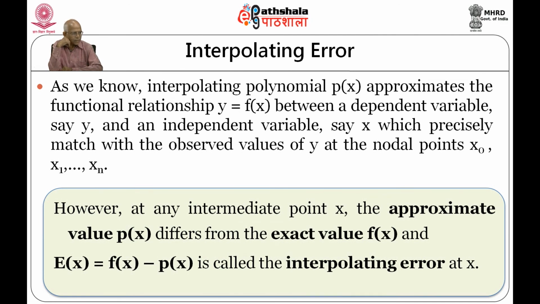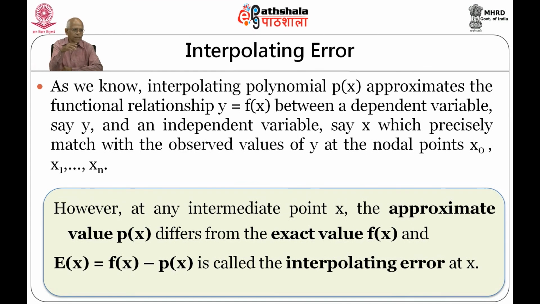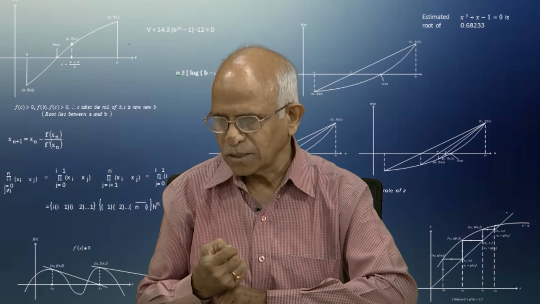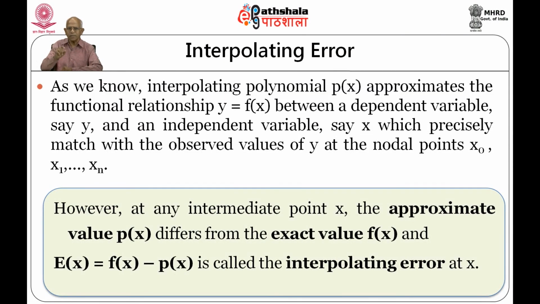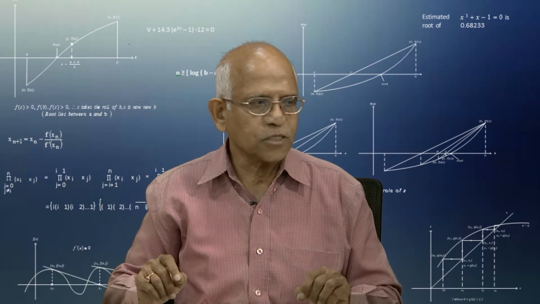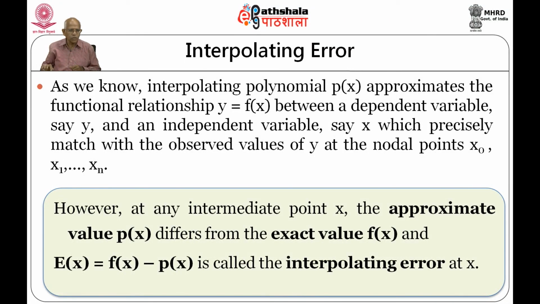However, at any intermediate point x, the approximate value p(x) differs from the exact value f(x), and E(x), the difference of these two values, can be considered as the interpolating error at x. So, except at the nodal points, where the error will be 0 because f(x) and p(x) values are the same, if you take any other point than the nodal point, then the interpolating error will be non-zero, and that error we are denoting by E(x).